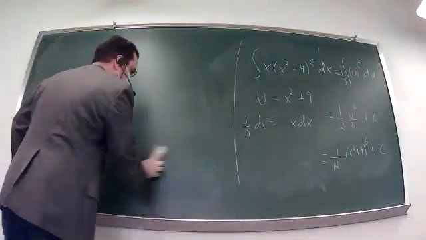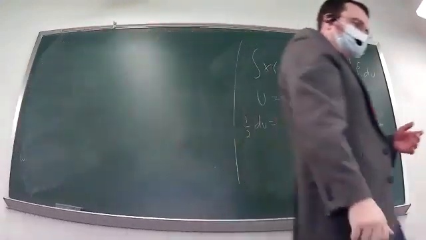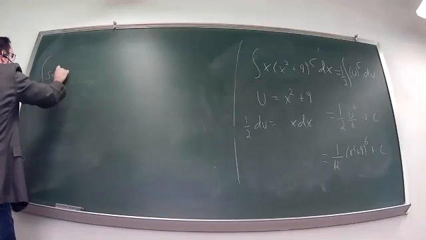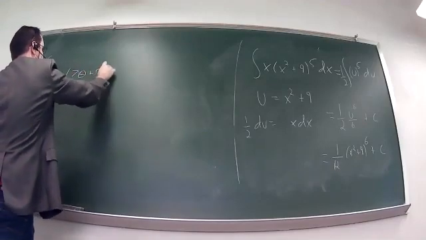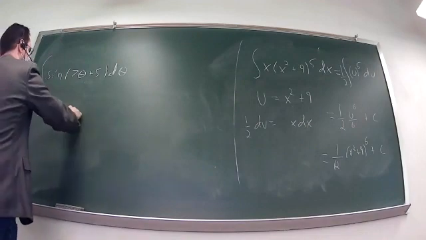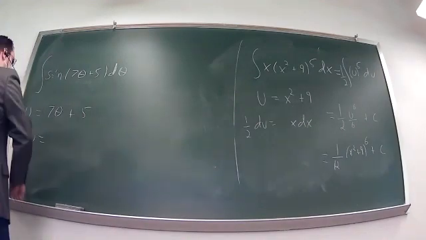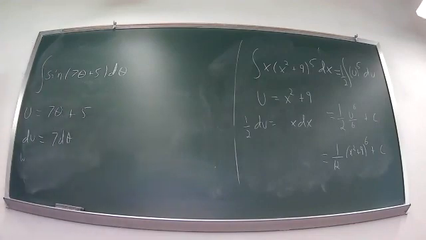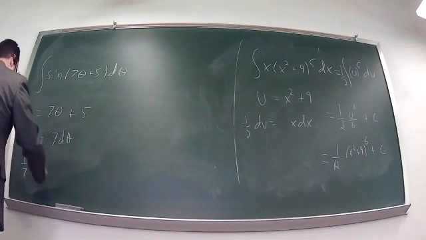I'll run through some more examples and then I'll give you time and space to do some problems too. So let's integrate sine of (7 theta plus 5) d theta. And so what u substitution can we use? Let's take u equal to 7 theta plus 5, and then du would be equal to 7 d theta. So the derivative with respect to theta is equal to 7, and therefore d theta would be 1/7 of du.